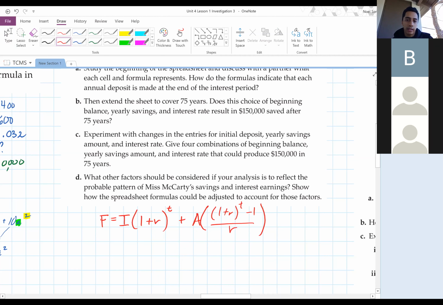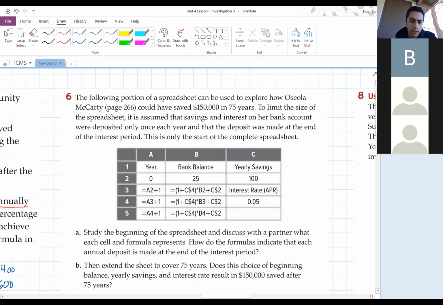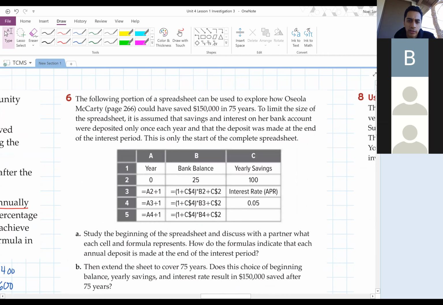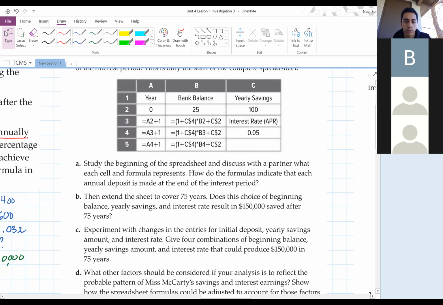So basically here, the scenario, going back to the original, was the following portion of a spreadsheet can be used to explore how Miss McCarthy, this is the really old woman we saw back when we were still meeting in person, could have saved 150,000 in 75 years. So would the current settings, her having an initial balance of $25, depositing $100 a year at an interest rate of 5%, get her to $150,000 saved in 75 years? That's the question that we're trying to answer.